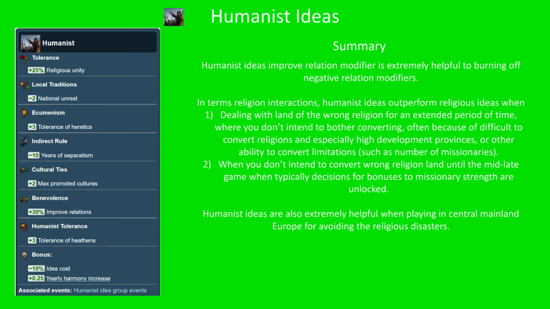Summary. The Humanist idea group's improved relationship modifier is extremely helpful for burning off a whole range of negative relationship modifiers, including aggressive expansion. It helps you integrate. It helps you prevent people hating you, and it helps you force nations into subservience to you and then integrate them more quickly.